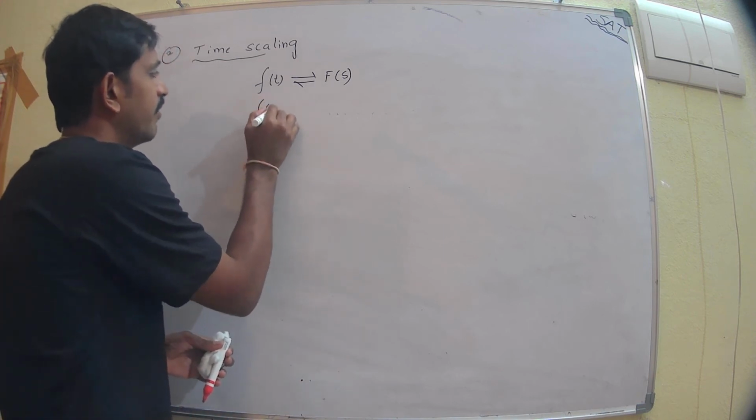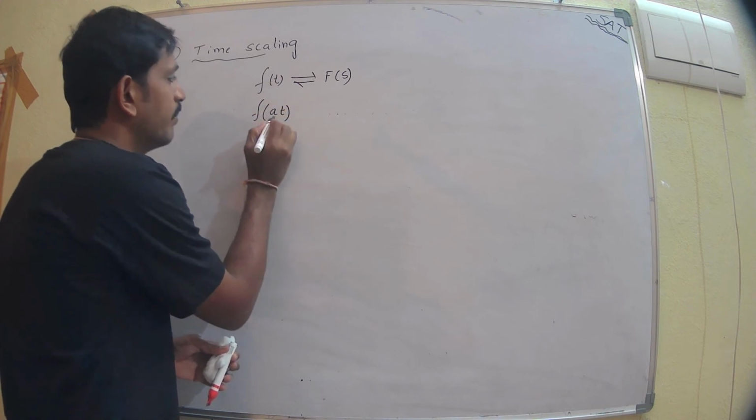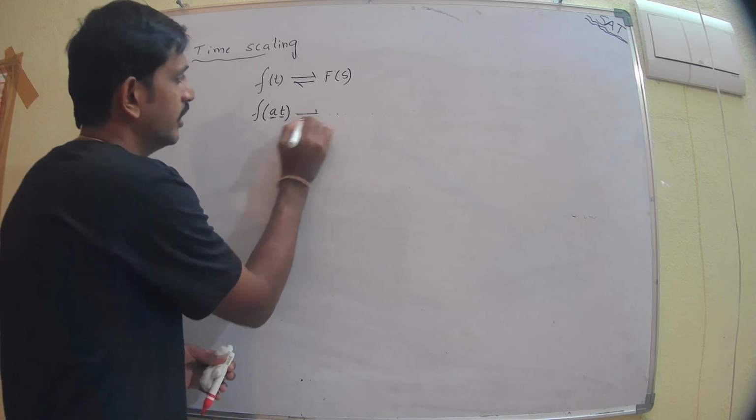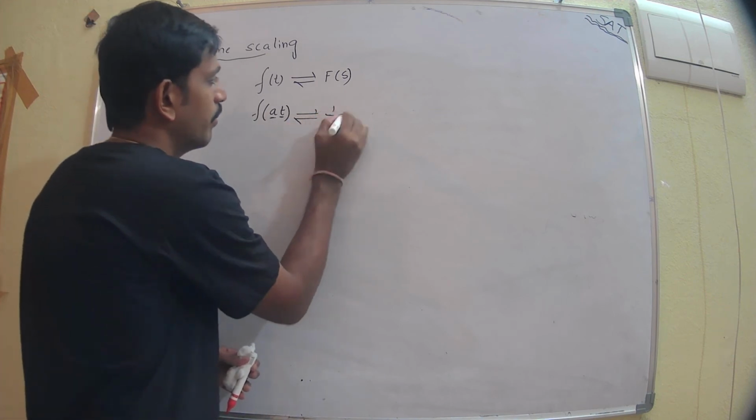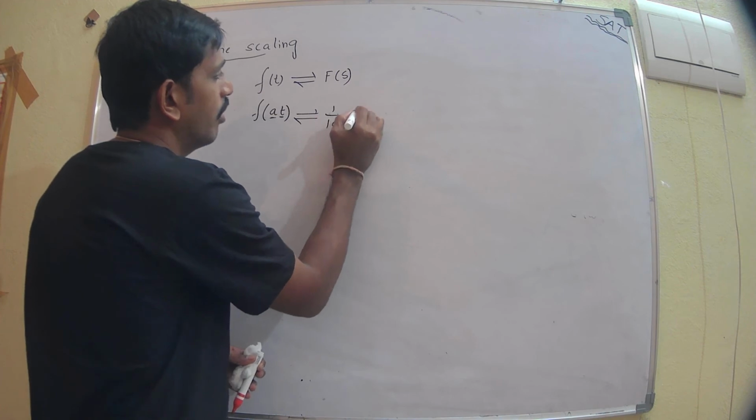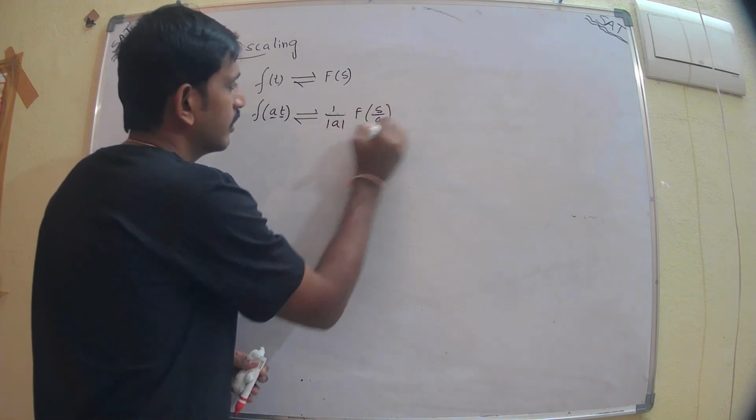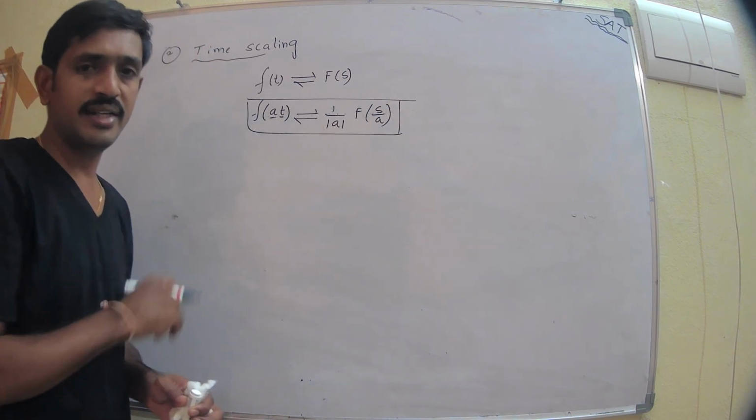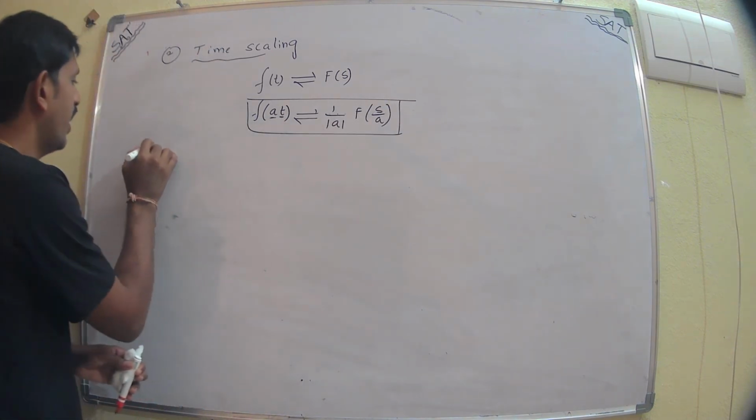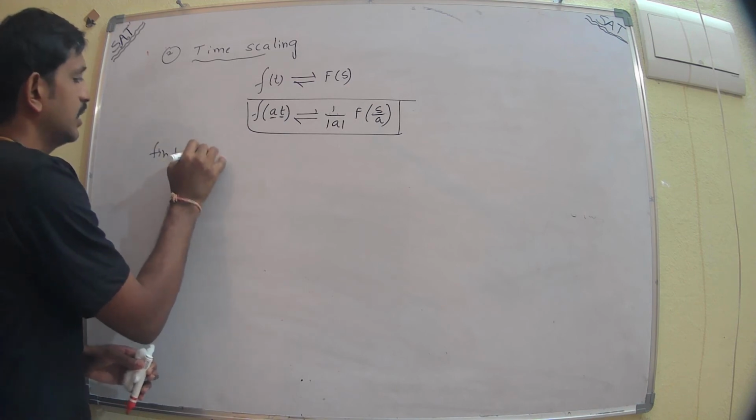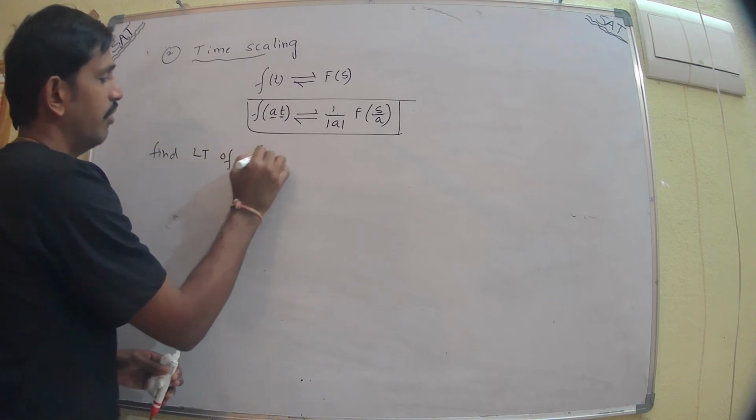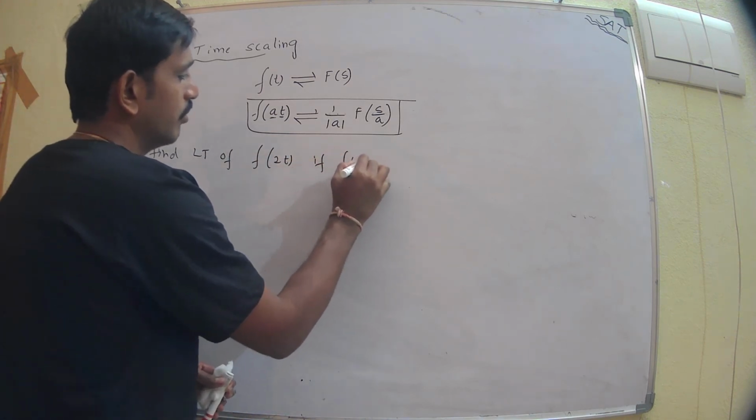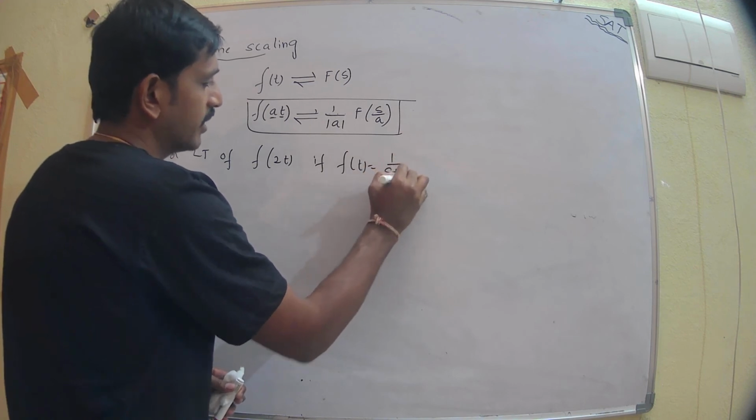That is, f(t) I can multiply with a into t, so I multiply the t here with some constant a. Then it has the transform 1 by mod a times F of s by a. This is the time scaling property. To understand this, I can take a simple example. Find the Laplace transform of f(2t) if F(s) is equal to 1 by s plus 1.